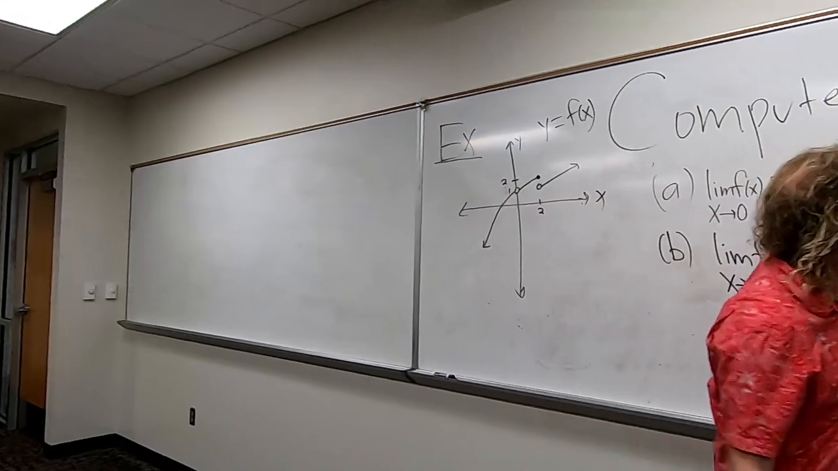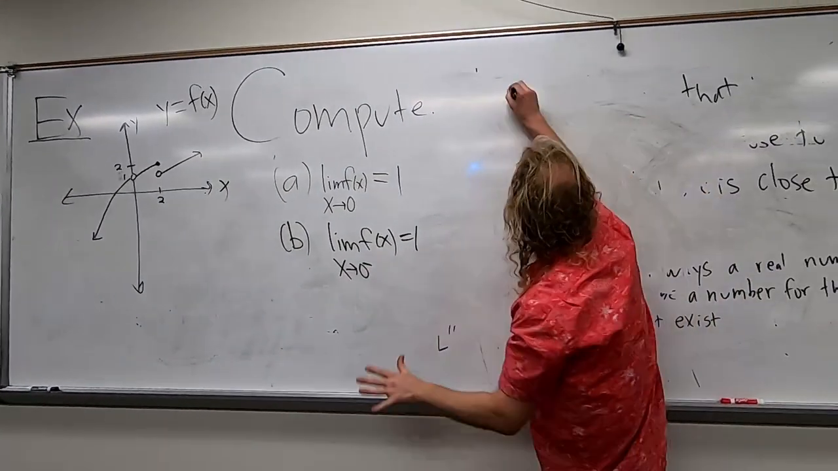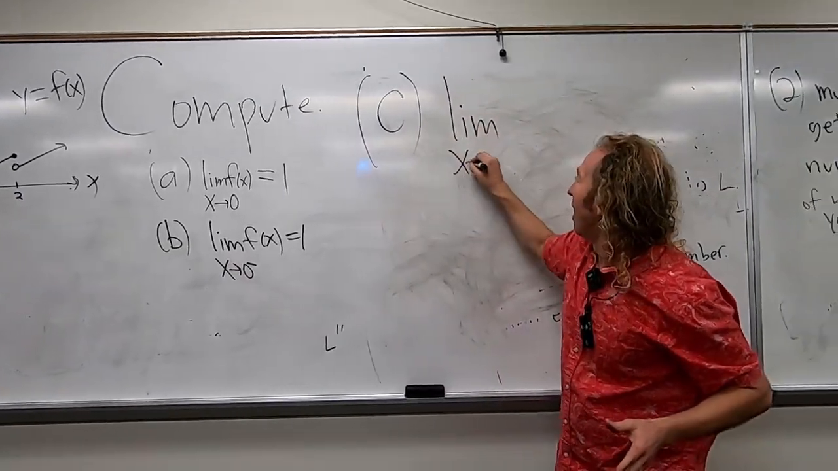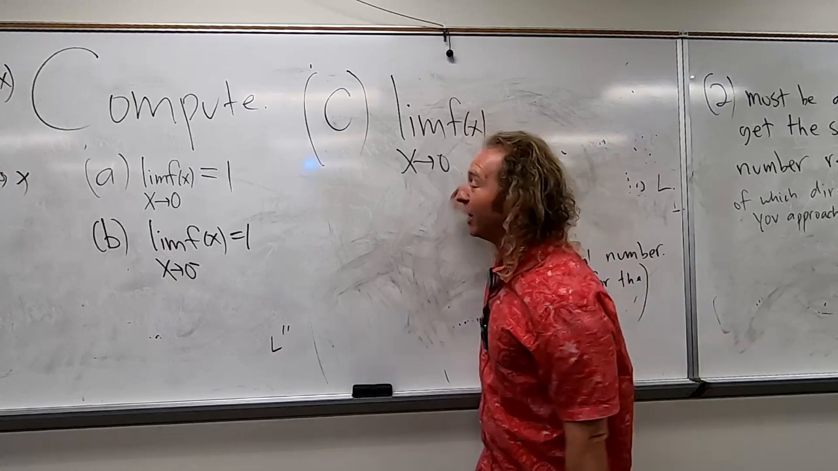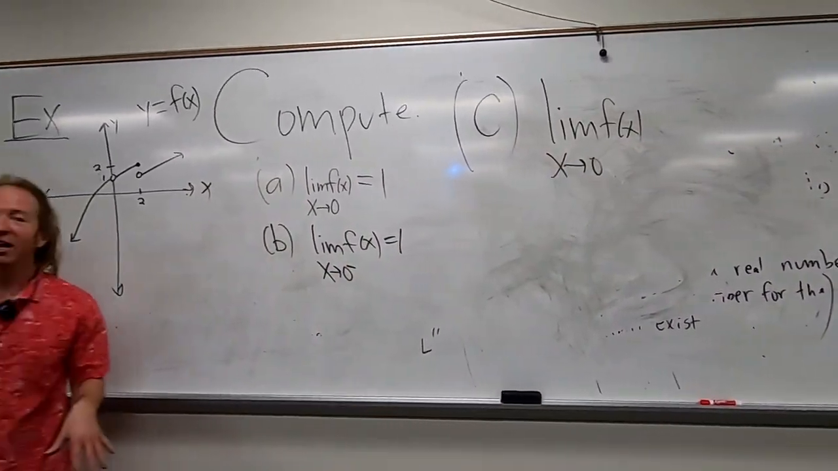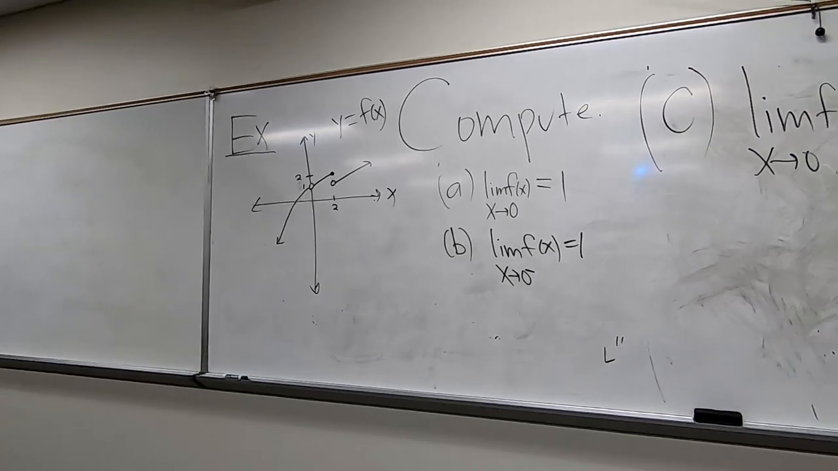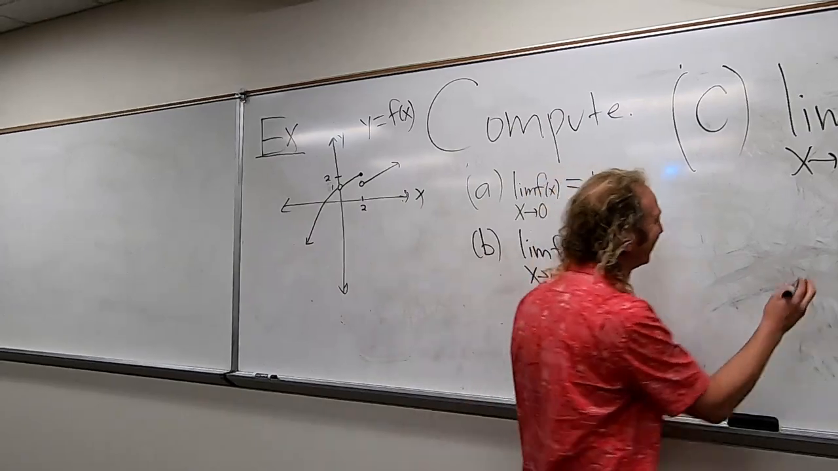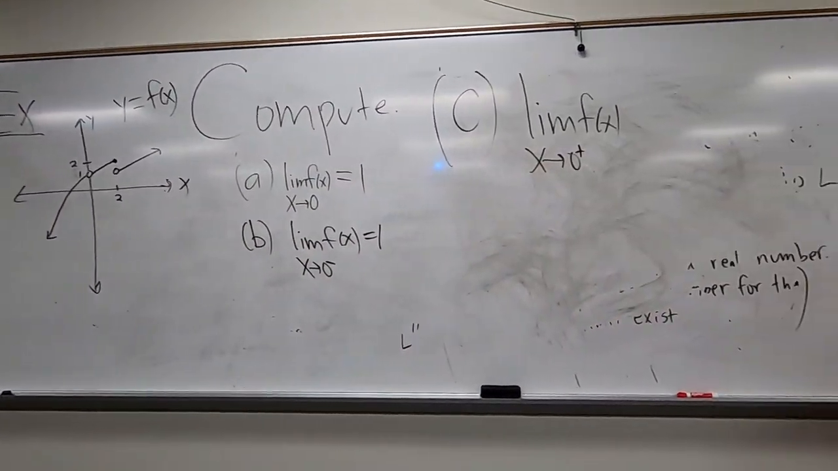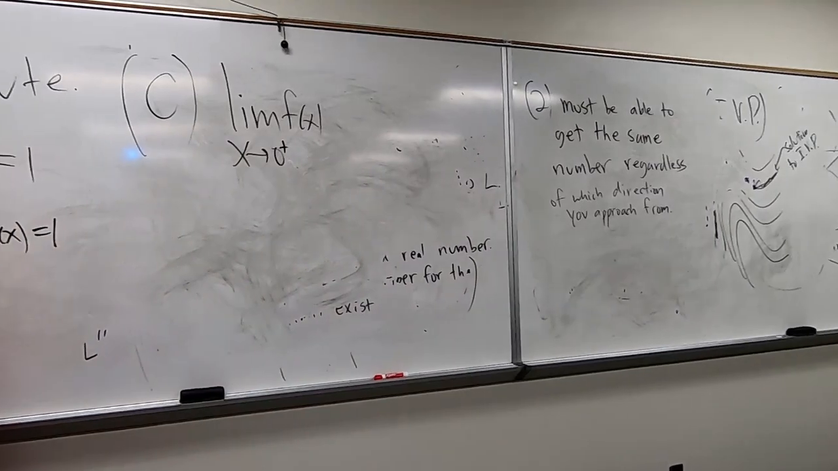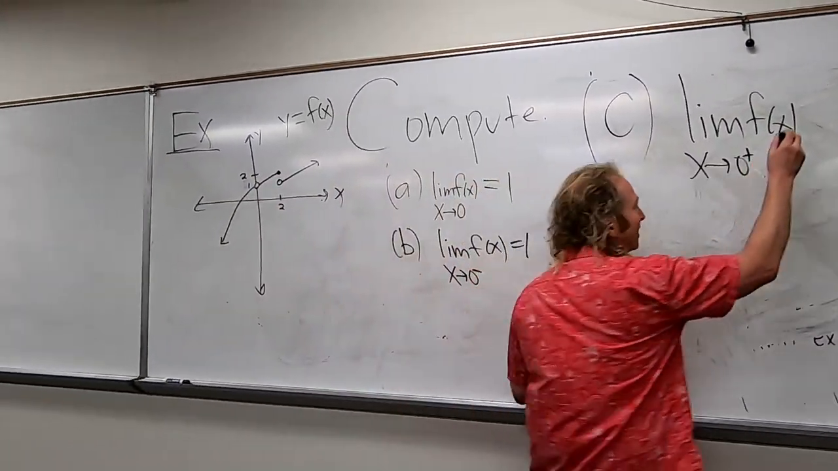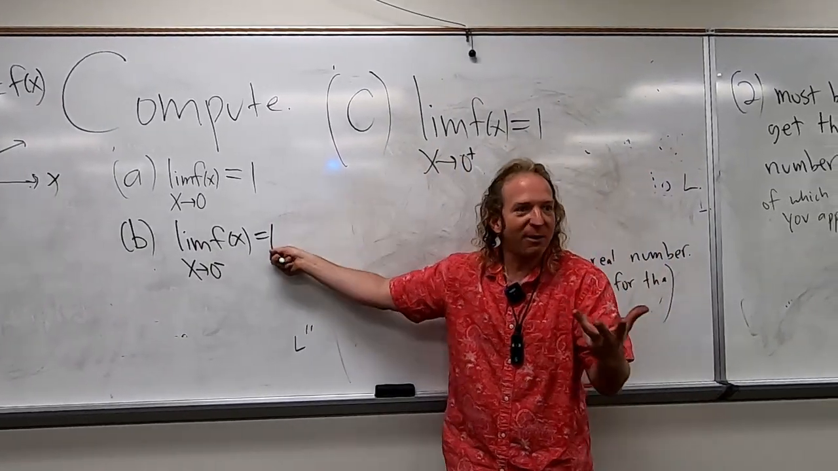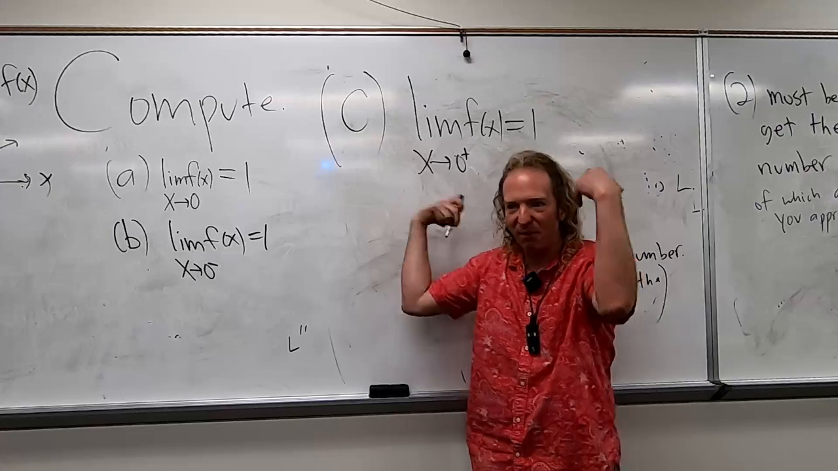Let me show you the other one. So the other one, C. Let's say you want to approach from the right. If you had to guess, what symbol should you use? Not minus, but what do you think? Plus. Yeah, good. A little plus sign. So this means from the right. So you approach 0 from the right, you get 1. So first you're supposed to do these. Oh, look, they're the same number. So the answer must be 1, right? So that's typically how you do it.